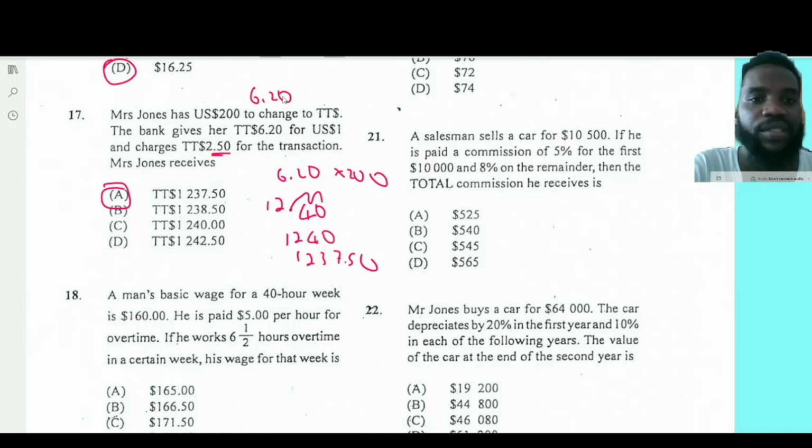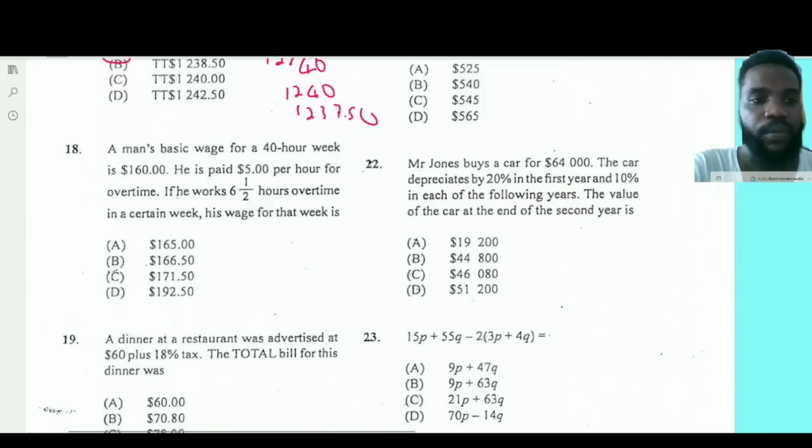I could go $6.20. Instead of multiplying by 200, I could multiply by 100, which means I move the point 2 places. So I'm going to have 620. And because it was 200, I now multiply this value by 2. Alright, which would give me 1,240. And then I subtract the $2.50. So there are so many different ways we can approach a question.